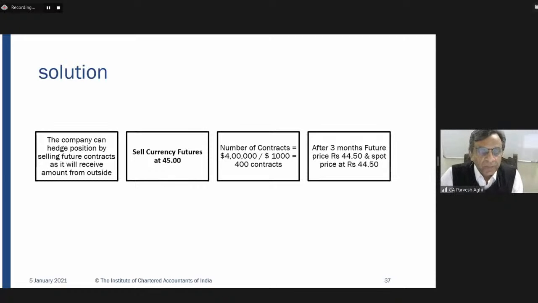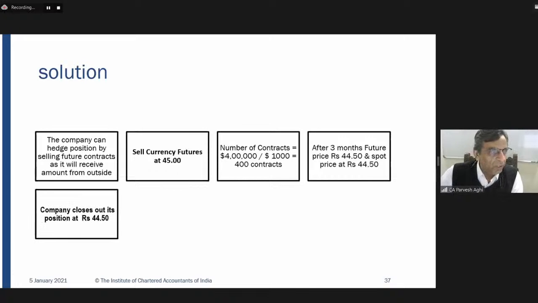After 3 months, the futures price is 44.50, and the spot price is also 44.50, as given in the question. So he has sold his currency futures at 45, and after 3 months the price is 44.50. Is he making a gain or a loss? He should be making a gain.